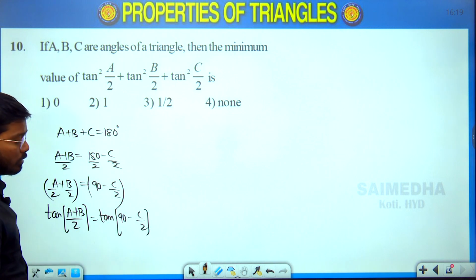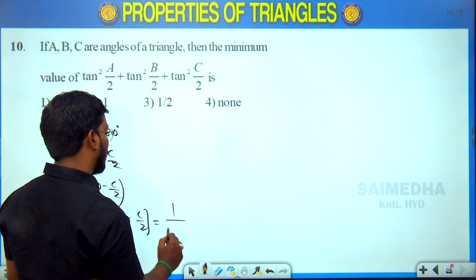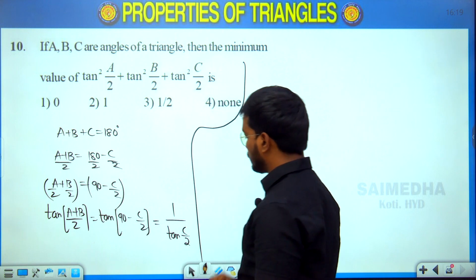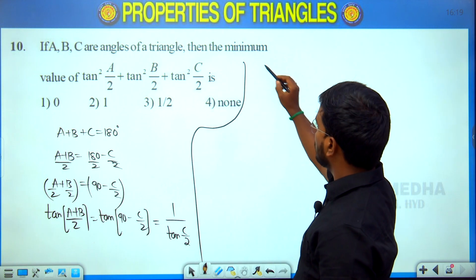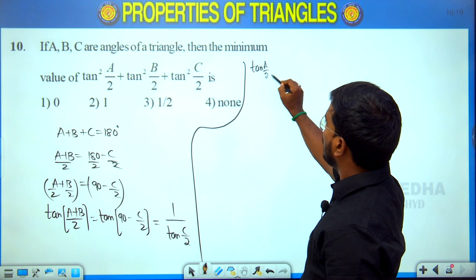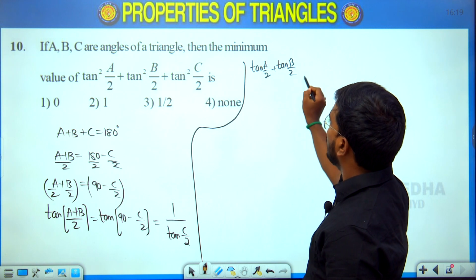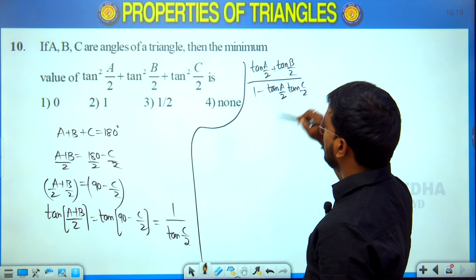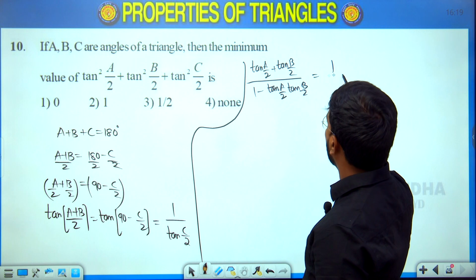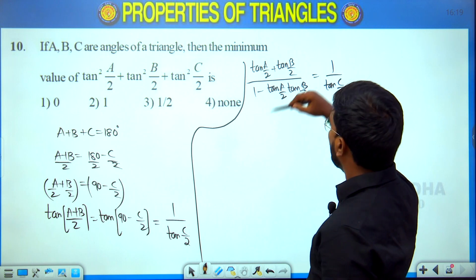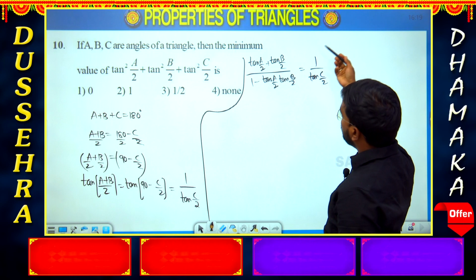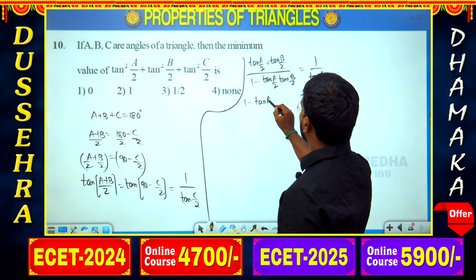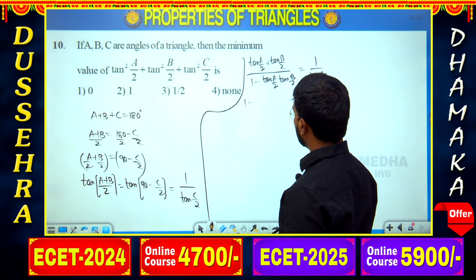Tan of 90 minus C by 2 is cot C by 2. Cot C by 2 can be written as 1 by tan C by 2. Focus here: tan A by 2 plus tan B by 2 divided by 1 minus tan A by 2 tan B by 2 is equal to 1 by tan C by 2. If I invert it, then tan C by 2 is equal to 1 minus... let me write it here; in the form of tan A by 2 it is becoming very clumsy.